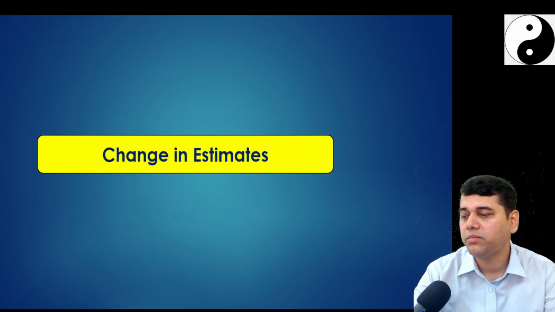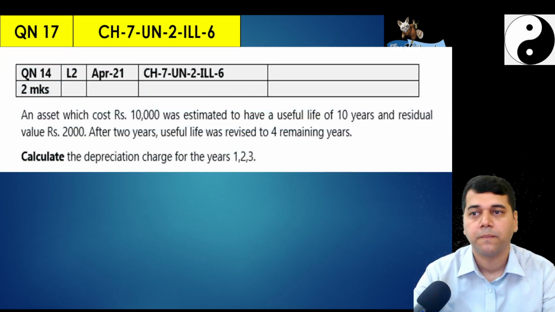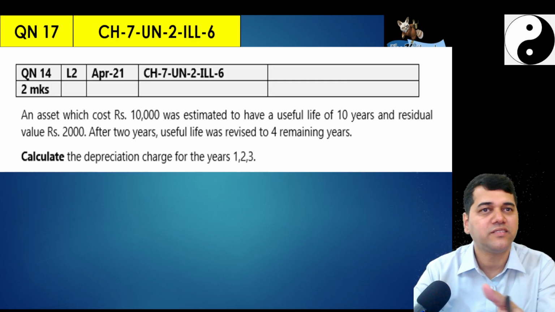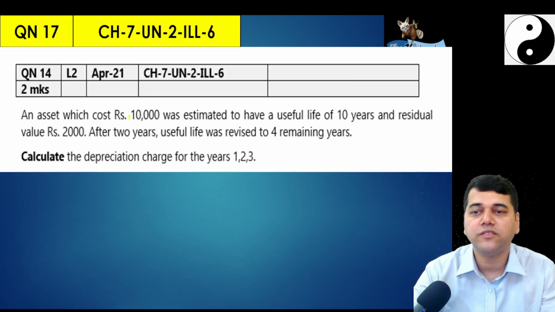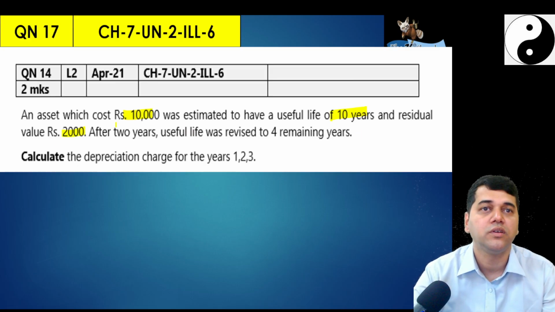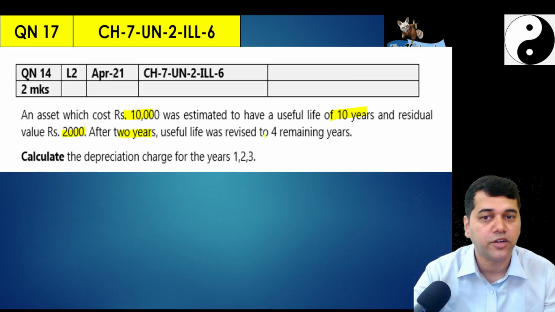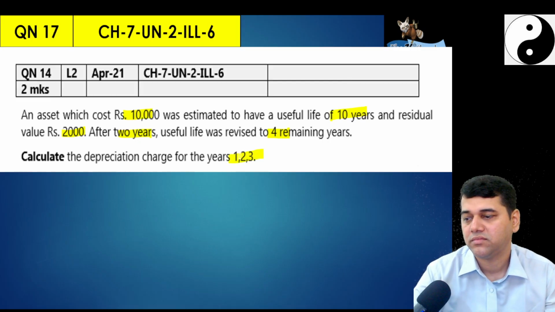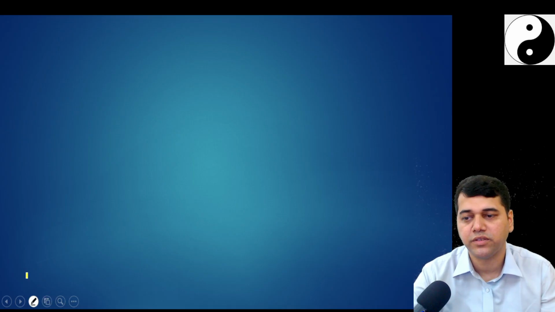Now let us solve some problems on the change in the estimates. So take out question 17, a very small question. And in fact, these things we have already done there. An asset which is costing 10,000 estimated to have a useful life of 10 years. 1,000 every year you charge, residual value 2,000, 800 rupees you will charge depreciation every year, cost minus scrap by life. After 2 years, when 1,600 has already passed, remaining life is estimated to be 4 years. Calculate the depreciation for 1, 2, 3. Okay, right? Change in depreciation.